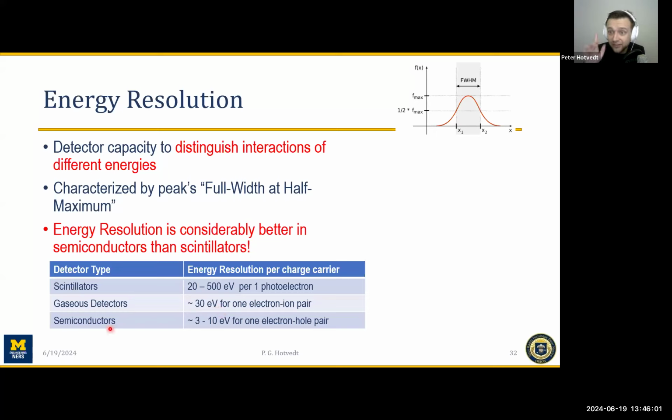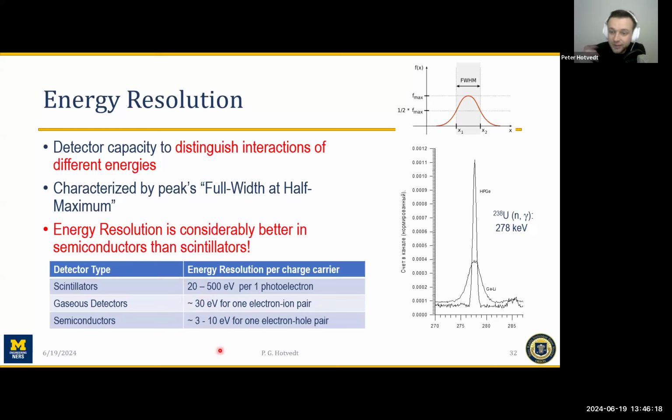And then lastly, we have semiconductors. And I really want to point out semiconductors here because semiconductors have a range of 3 to 10 electron volts for one electron-hole pair, which is still 10 at its upper bound compared to 20 at the lower bound of scintillators. So if you're doing spectroscopy, for example, which I saw someone posted earlier for an application, scintillators are only okay at it compared to semiconductors.